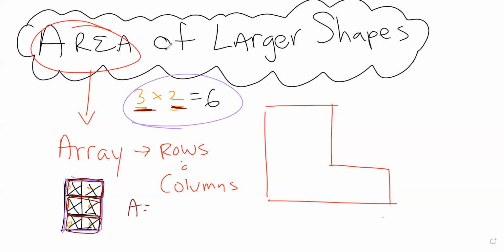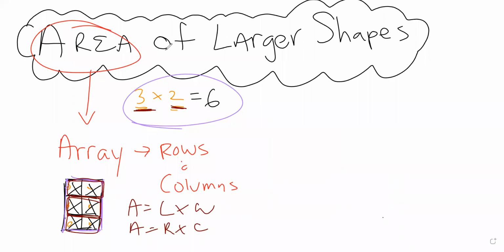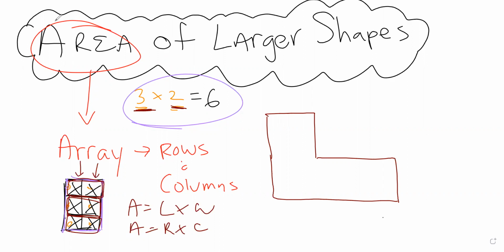So for area, we know that if we have a rectangle or a square, I can take the length times the width to get area, or I can take the rows times the columns. Now, what happened with this skill is that these weren't arrays. In fact, I don't even know what that was. I was just drawing something, draw another one. These are not arrays because they don't have this perfect row and column like we do here.